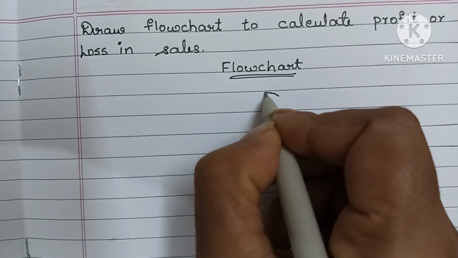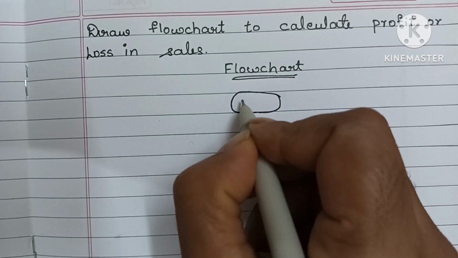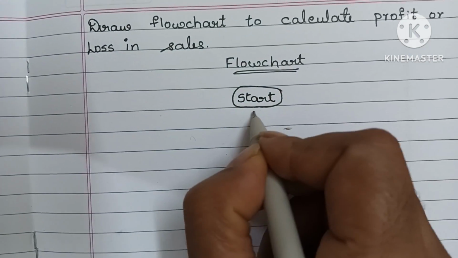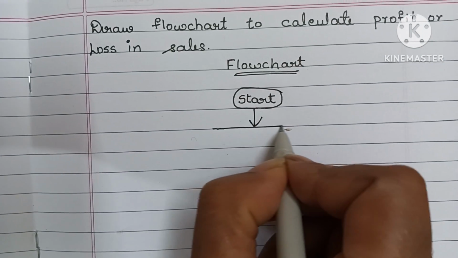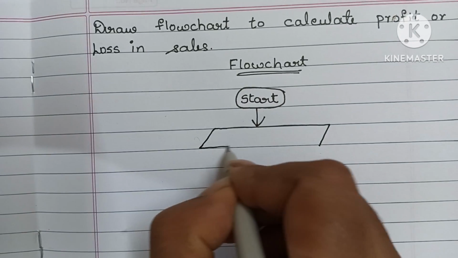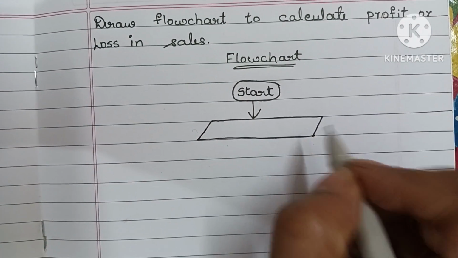A flowchart always starts with a start statement. It is written within an oval shape. Within the oval shape we have to write a start statement. Next we have to read input values. An input value is written within a parallelogram shape.